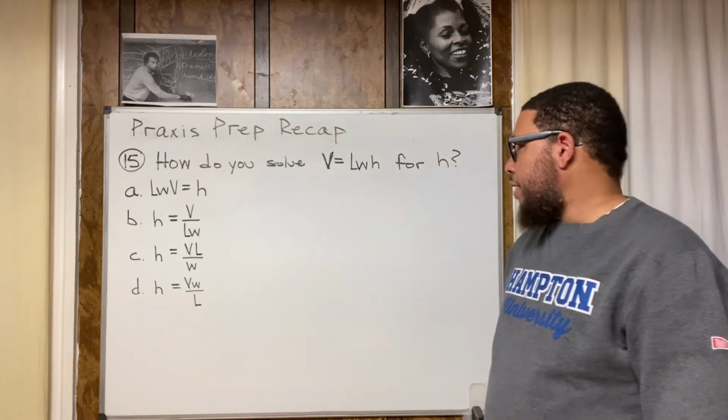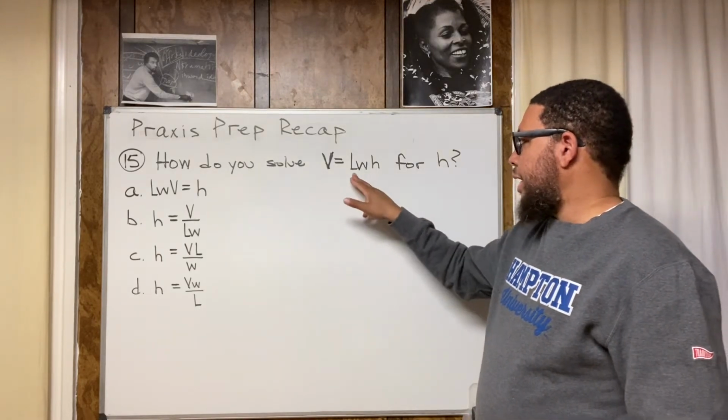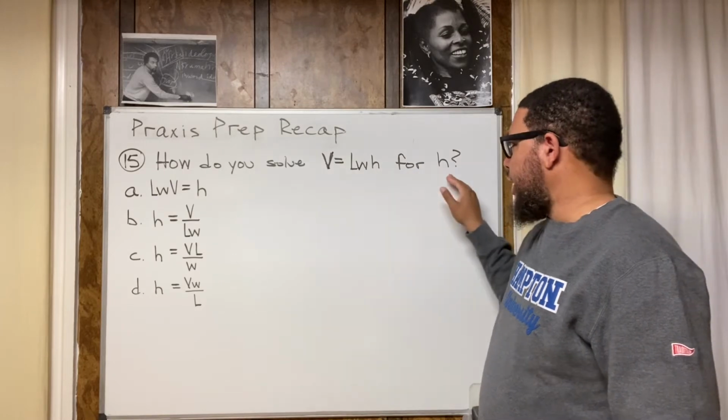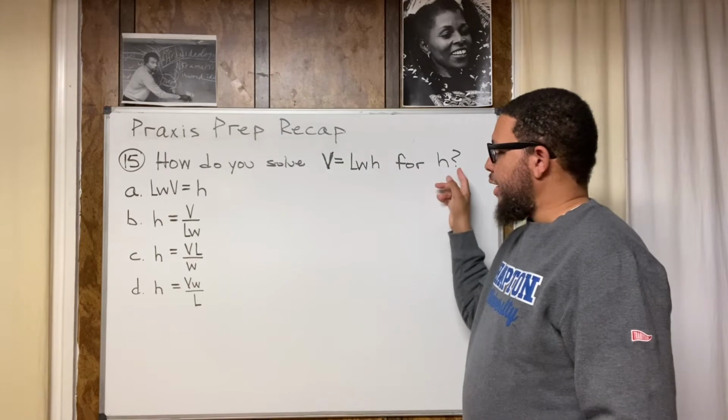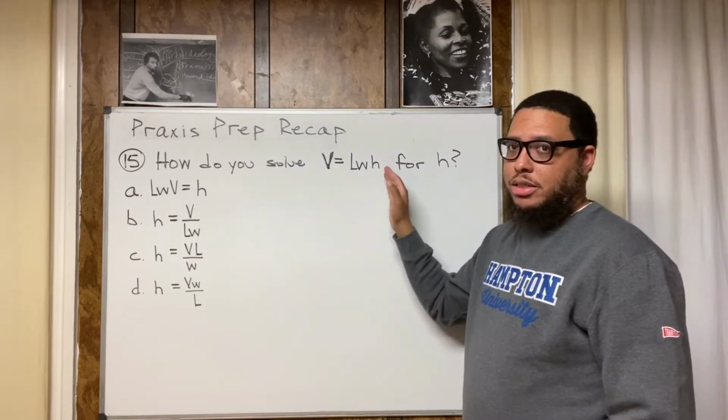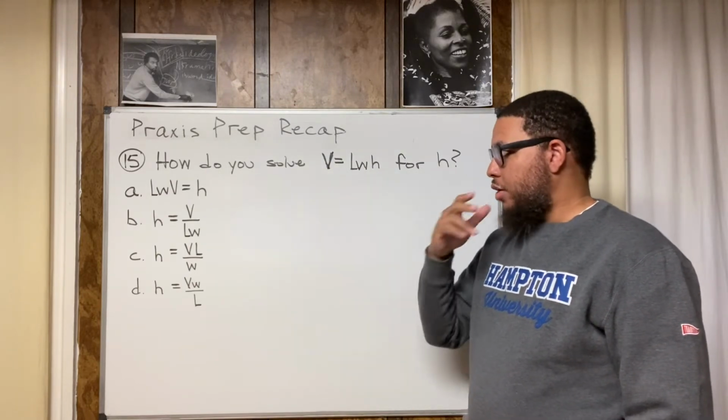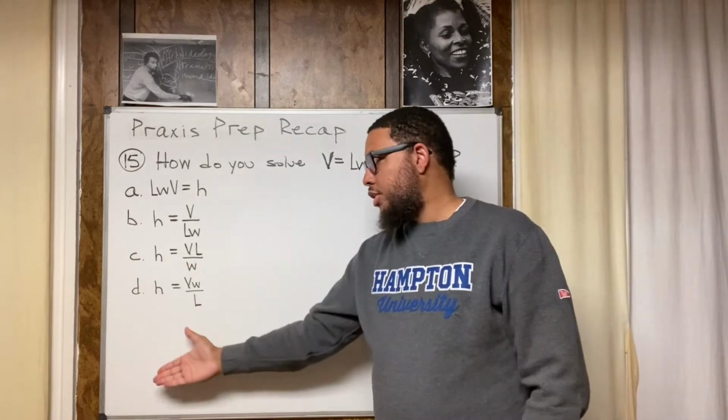All right. So we got V equals LWH, length times width times height, for H. When we say for H, that means we're solving for H. So we're trying to get H by itself. Now the question is, how do we do that? And we got multiple choices right here.